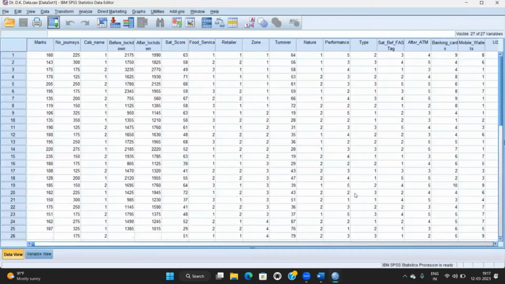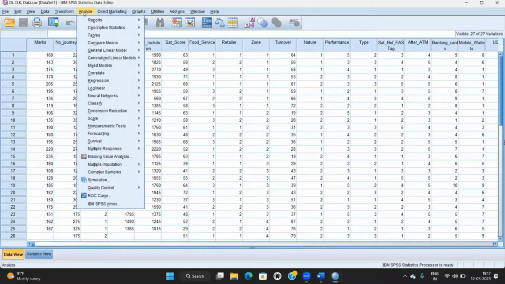This is the data I have given to you. Based on the data, we shall apply the tool. For applying the parametric test, we go to Analyze and Compare Means. That is used for one sample t-test, independent samples t-test, paired samples t-test, and one-way ANOVA. The next menu, General Linear Model, is used to apply two-way ANOVA.